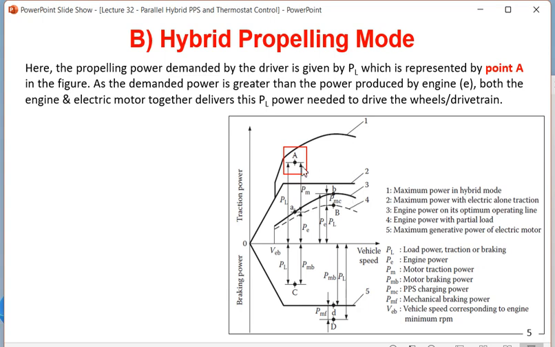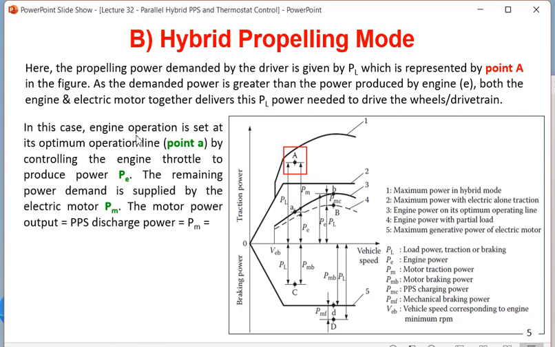Let us see what is written in this slide. Here the propelling power demanded by the driver, that means PL, is represented by point A in this figure. As the demanded power is greater than the individual power, that is PM and PE, both the engine and electric motor will drive together, delivering power together to satisfy the PL requirements or the drivetrain requirement. In this case, the engine operation is set at its operation line point A.